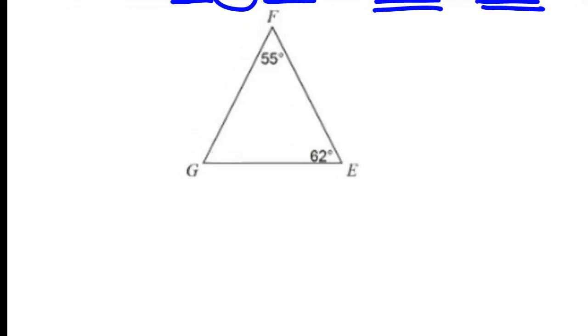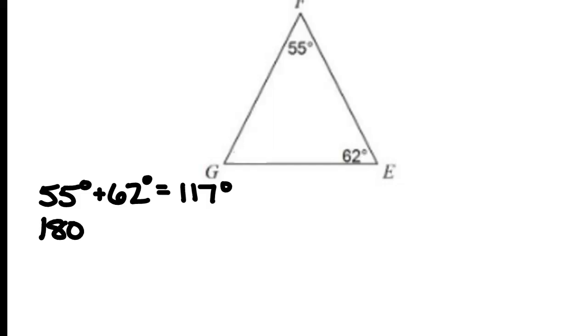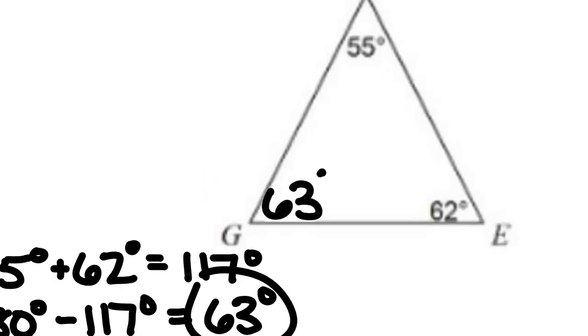I need to find angle G. So I'm going to take the two angles that I do know, 55 and 62. We're going to add those together. What do you get when you add 55 and 62? 117. And then we're going to do 180 minus 117. What does that give us? 63. So angle G is 63 degrees.